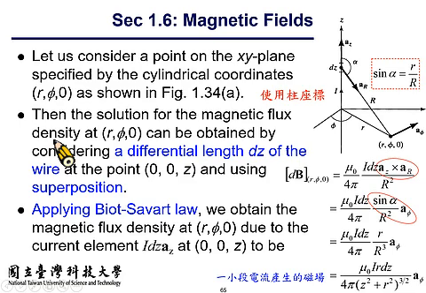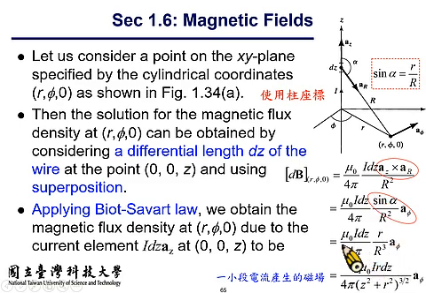Well, sine alpha is actually lowercase r over capital R. Using these two relationships, in the denominator is the capital R, which is the distance between the source and the observation point. And in the numerator is lowercase r, which is the distance from the observation point to the z-axis. So you can substitute sine alpha with lowercase r over capital R.